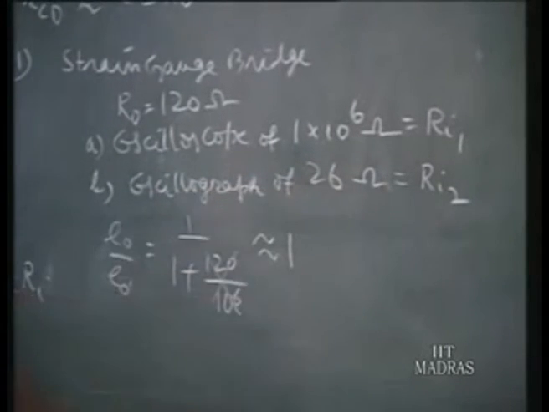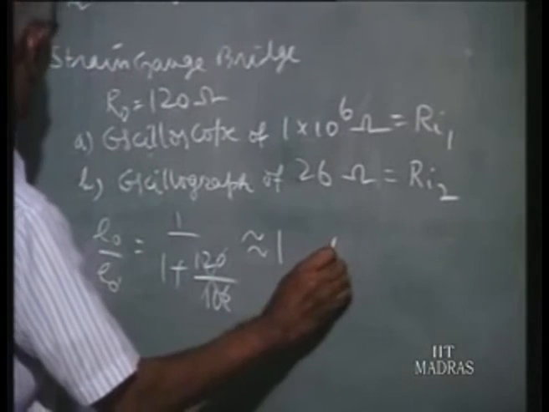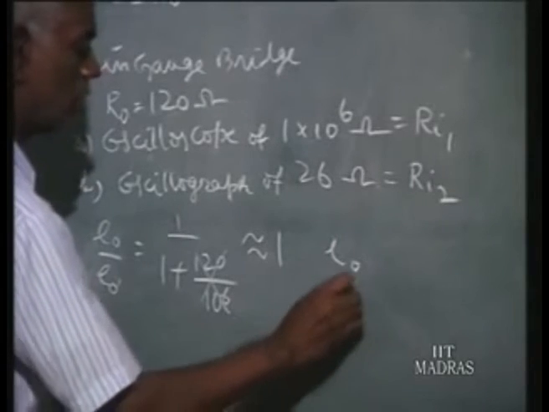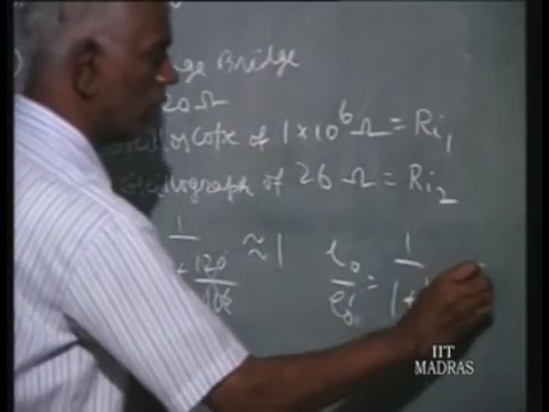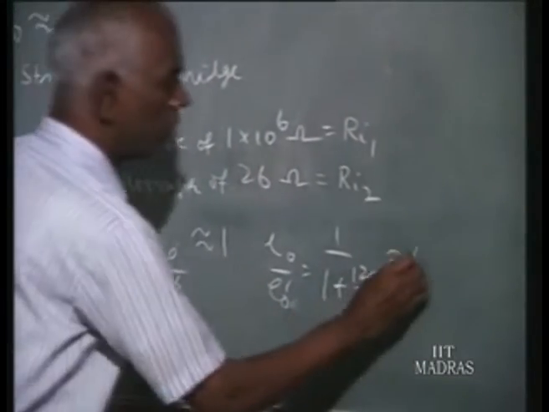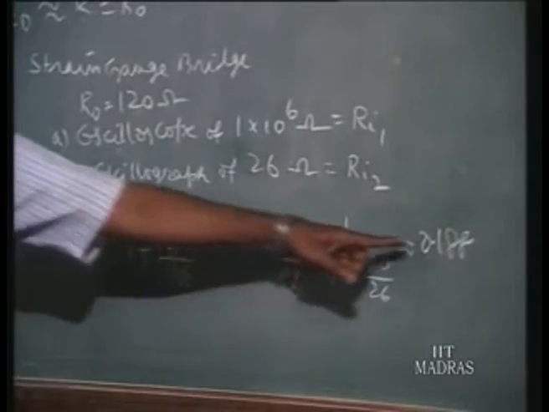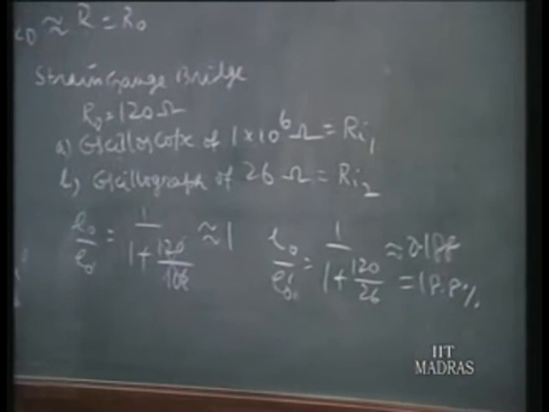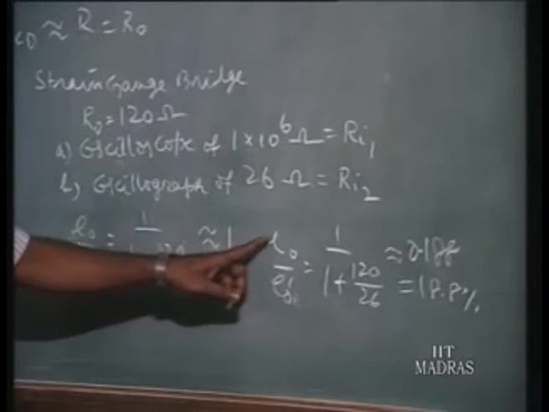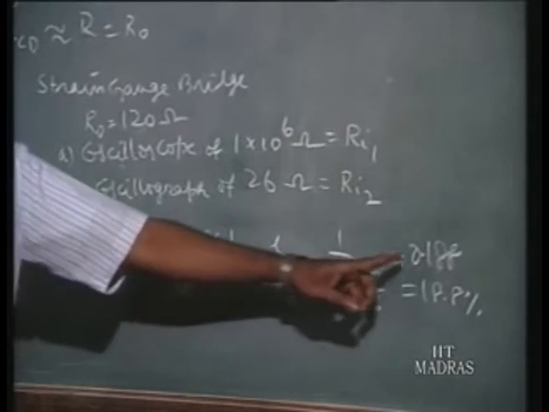Suppose the input resistance is very small compared to the output resistance, which is the typical case. What is the loading effect? We know there will be a very large loading effect, and that is what we are finding out now. EO by EO dash is equal to 1 over 1 plus 120 by 26. This works out to be 0.188. That means EO will be, in terms of percentage, 18.8%, or say about 20%, or 1/5 of EO dash. So EO will be 1/5 of the theoretical value.